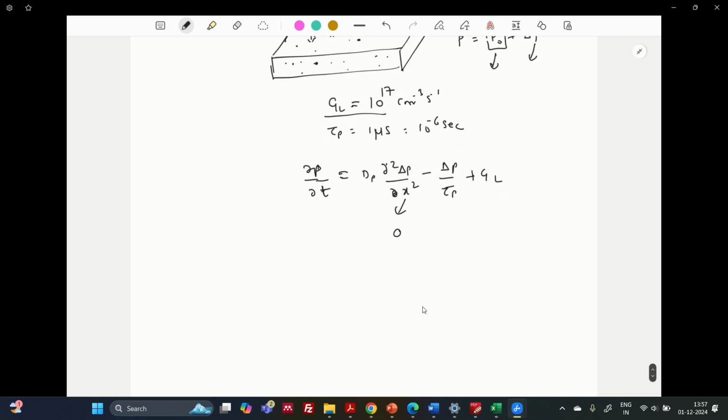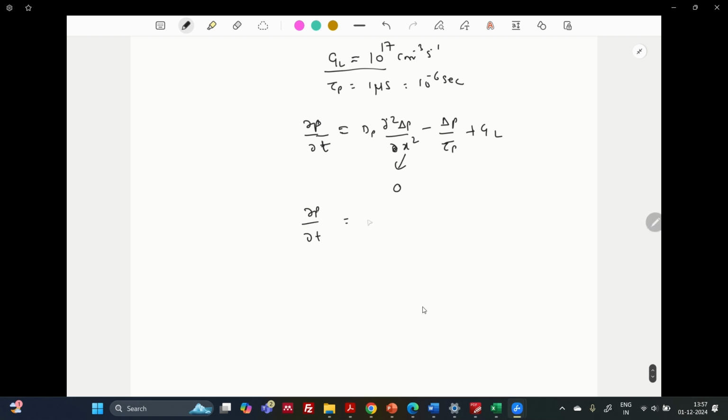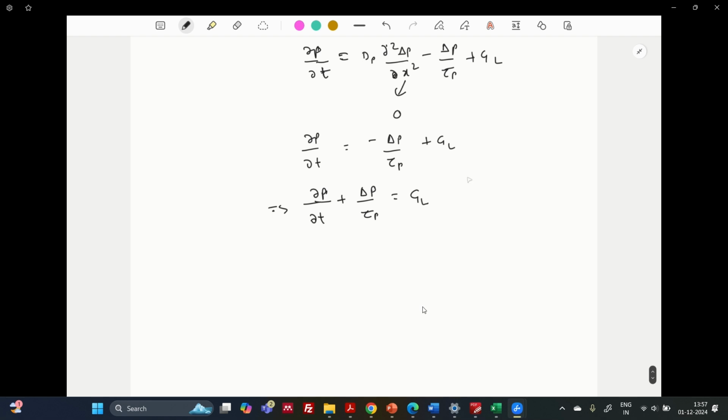Now if this goes to 0, you are left with this equation: del delta P by del t equals minus delta P by tau P plus G_L. If you take it to the left hand side, del delta P by del t plus delta P by tau P is equal to G_L. Now this is the equation you have to solve. It is an ordinary, first order differential equation. It is of the form dy by dx plus alpha y equals beta. How do you solve this type of equation?